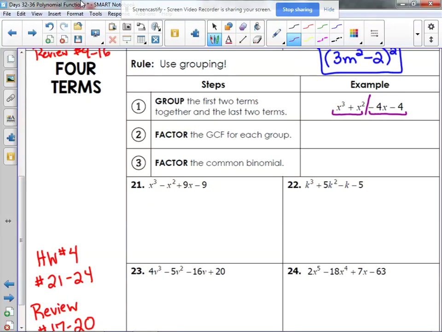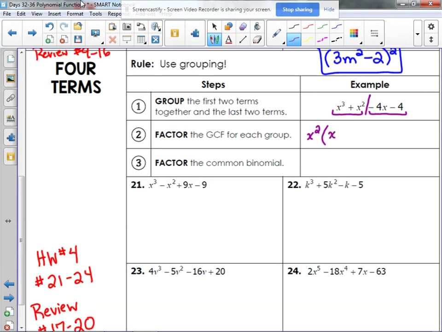Okay, so we group the first two, we group the second two. We're going to figure out the GCF for each group individually. It's not for the whole thing, just for the first two terms. So when we look at the first two terms here in this example, x cubed plus x squared, what do they have in common? They have x squared in common. We're going to factor that GCF out of those two terms and only those two terms.